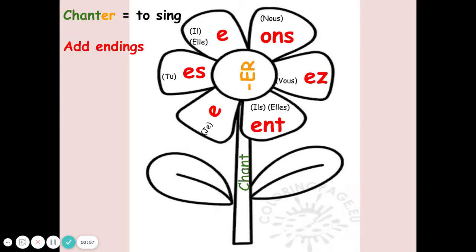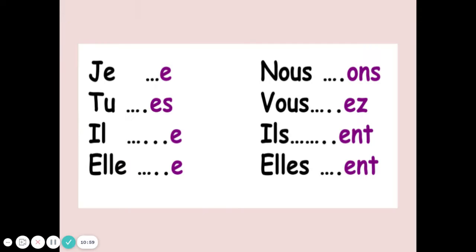So when you look at your endings, they look like this. E, ES, E, ONS, EZ, ENT. We had our little chant last year too. E, ES, E, ONS, EZ, ENT. You have to know these endings. They're going to come back on many verbs and different verb tenses. You can't go in French without knowing these endings.